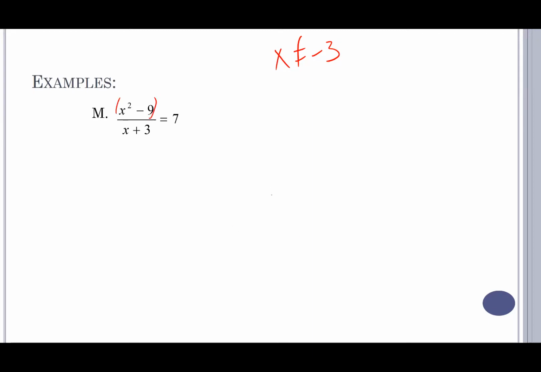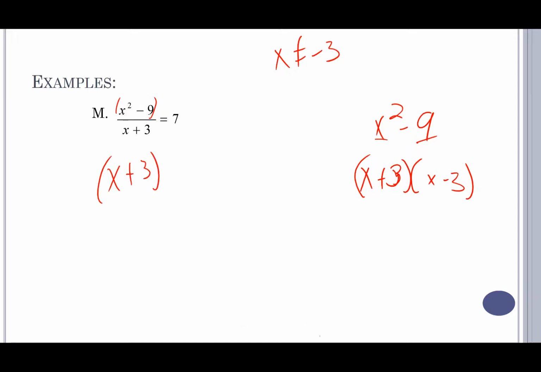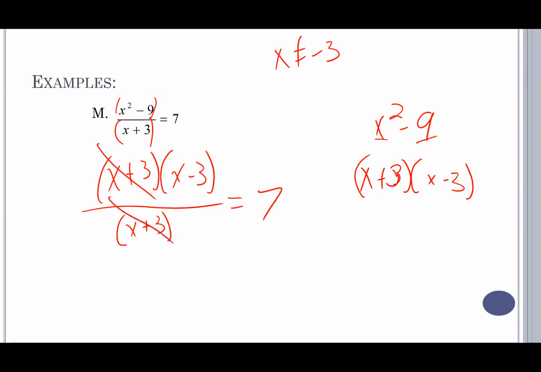So notice my numerator, x squared minus 9, we need to factor that. That is a difference of squares. X squared minus 9 factors into x plus 3 and x minus 3 because it's a difference of squares. X times x, 3 times 3. There you go. So this is x plus 3 times x minus 3 over x plus 3, equal to 7. Now notice x plus 3 here, x plus 3 there, those cancel because they're the exact same thing. We factored, we've canceled. So now I just have the equation x minus 3 equal to 7 because the x minus 3 is the only thing that's left.